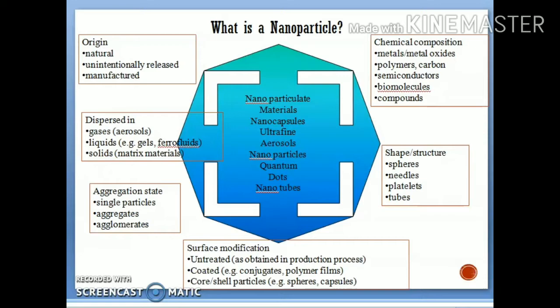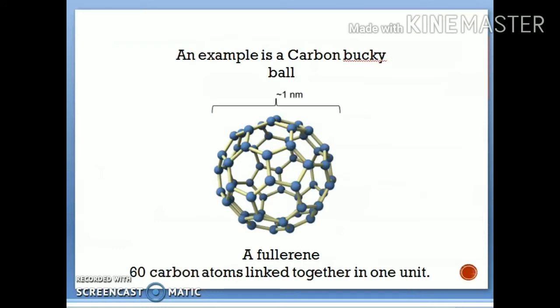Next is core or shell particles. Different core or shell particles such as spheres, nanocapsules, nanospheres, nanotubes are possible. So different surface modifications are possible in a nanoparticle. Let us now take one example. This is a carbon buckyball. A carbon buckyball is about 1 nanometer in diameter, and it contains 60 carbon atoms linked together in one unit. It looks like a soccer ball, and that is why it is called a carbon buckyball.